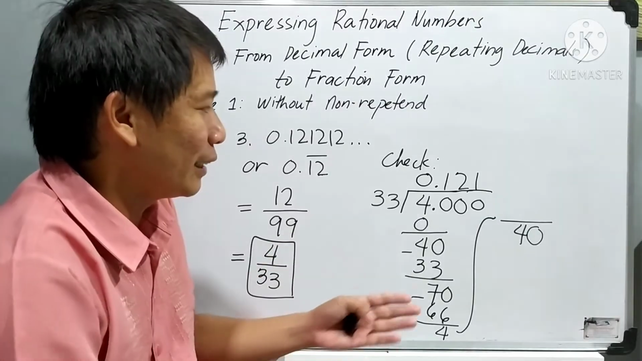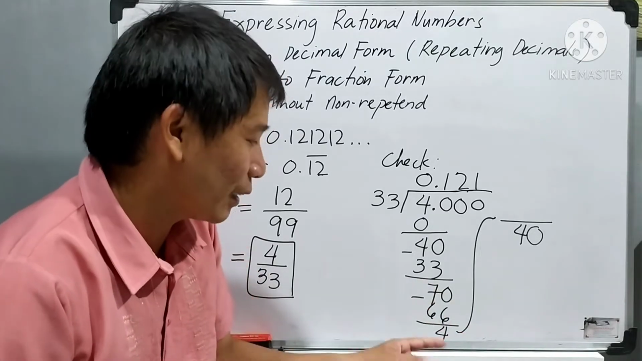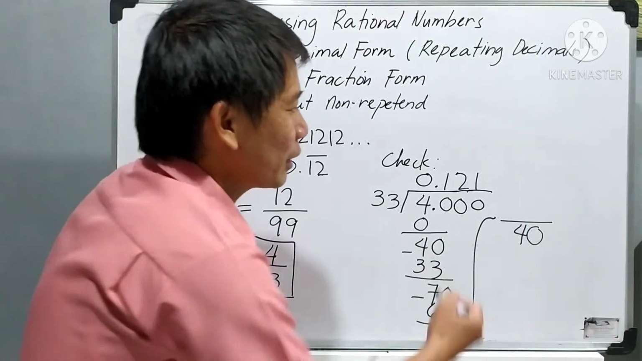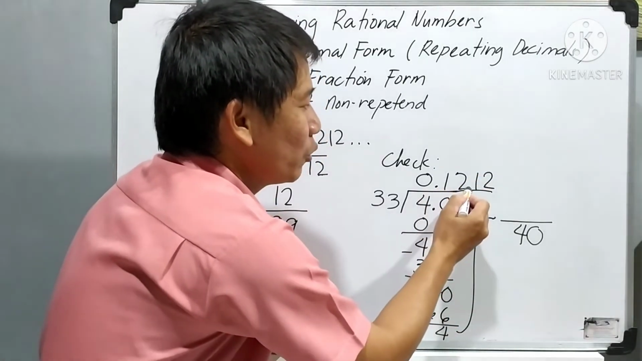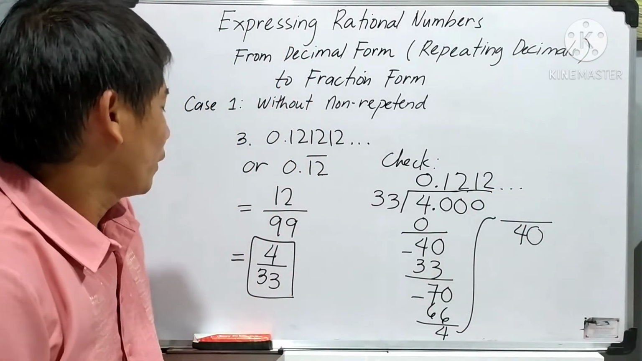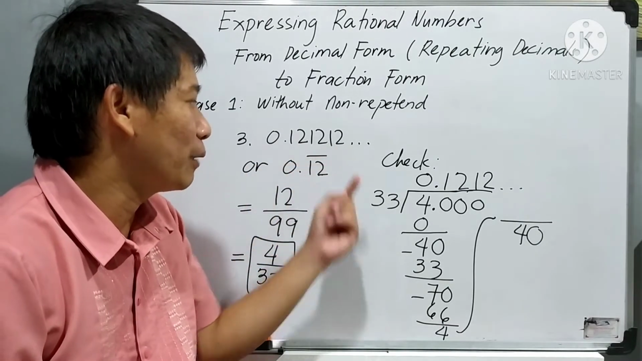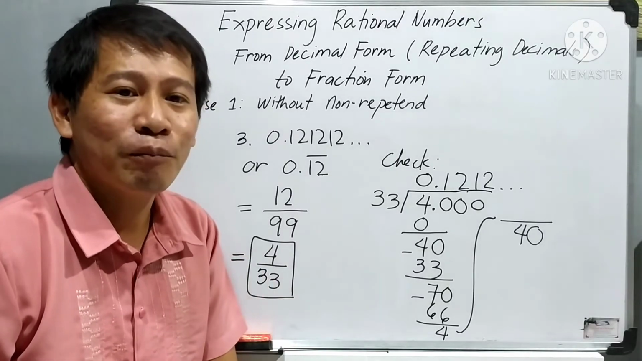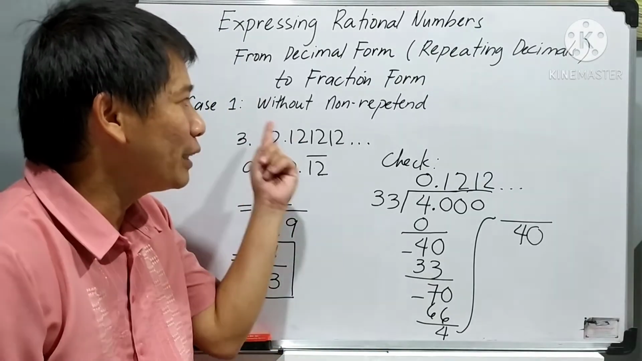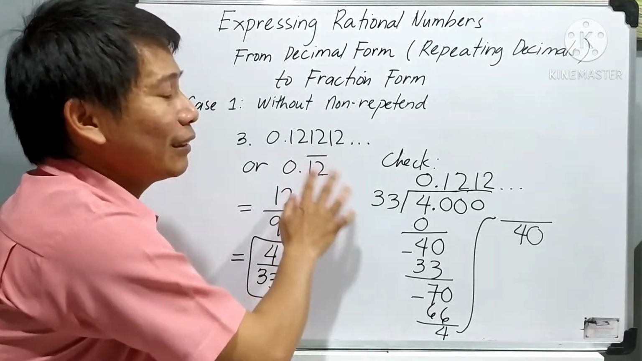Okay? Pag itinuloy nyo lang yan, so 1 times 33 is 33 minus, or sinubtract natin, the answer is 7. And then, babalik tayo sa 70. So, ibig sabihin, uulit lang yan sa 1, 2, 1, 2, and so on and so forth. So, ibig sabihin, 4 over 33 is the equivalent fraction of 0.12, 12, 12 as repeating decimal. So, yan po yung ating shortcut for case number 1 without non-repeated. Ulitin natin, pag sinabing without non-repeated, lahat ng digits natin nagre-repeat.